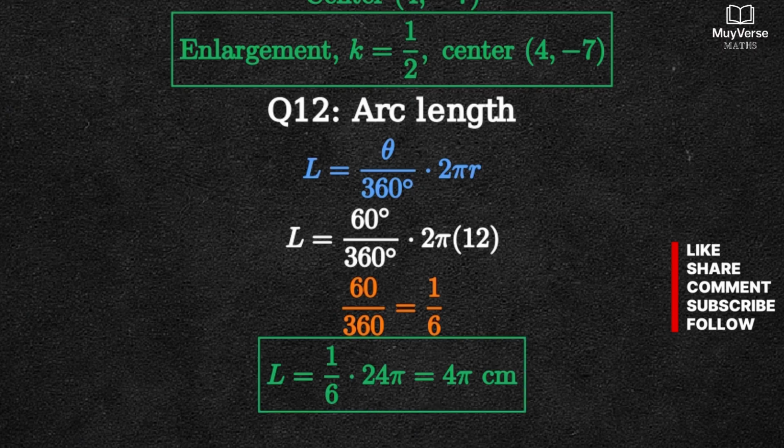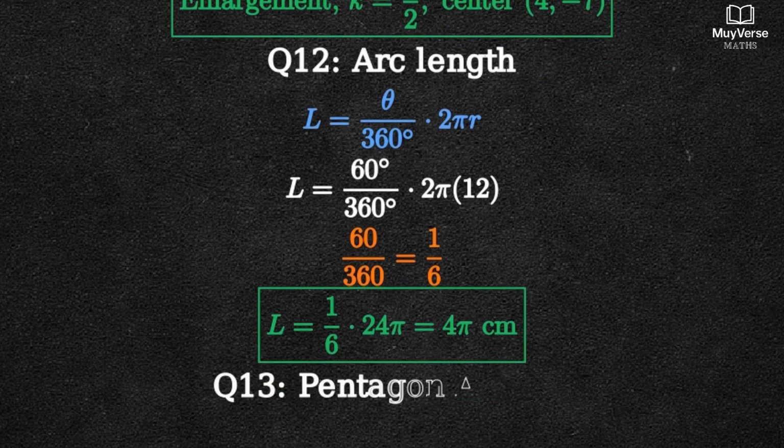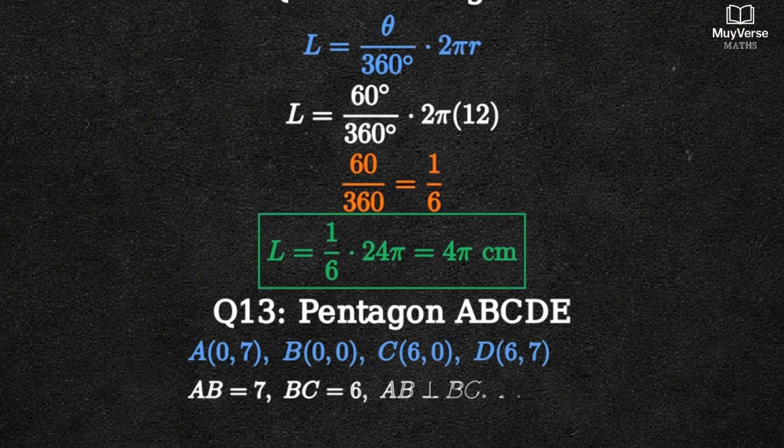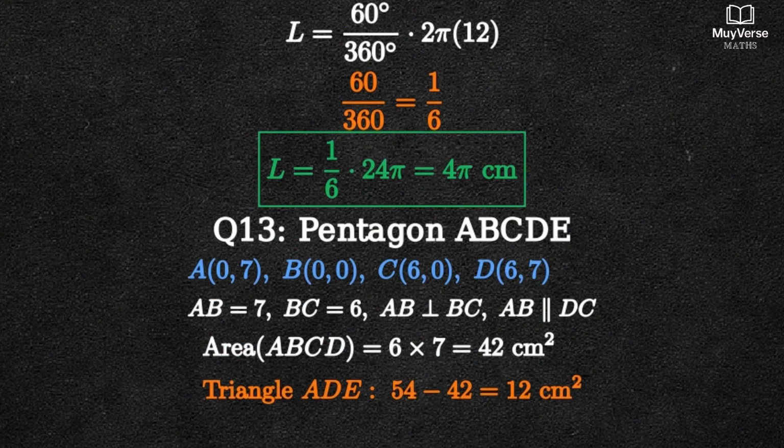Question 13. Complete a labeled drawing of the pentagon A, B, C, D, E. We will place the rectangle with A at (0, 7), B at (0, 0), C at (6, 0), and D at (6, 7). These satisfy AB equals 7, BC equals 6, and AB is perpendicular to BC, with AB parallel and equal to DC. The area of rectangle ABCD is 6 times 7, which is 42 square centimeters. The pentagon area is 54, so triangle ADE must have area 12 square centimeters.